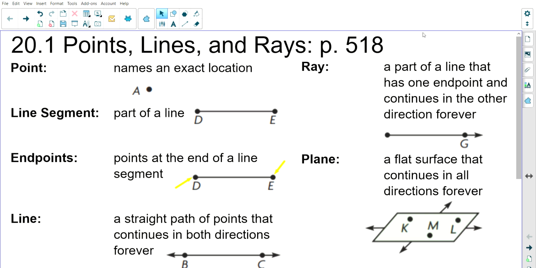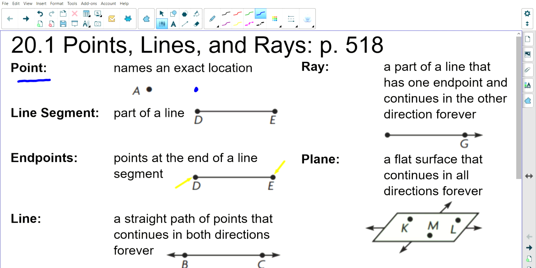Alright, so you should have paused the video by now. Let's go over the vocabulary that you have just written down. So this entire lesson today is based on these vocabulary words, so it's very important that you understand the difference between each. So we're talking about points, lines, and rays today. A point names an exact location. An exact location. So a point is literally just a dot in space.